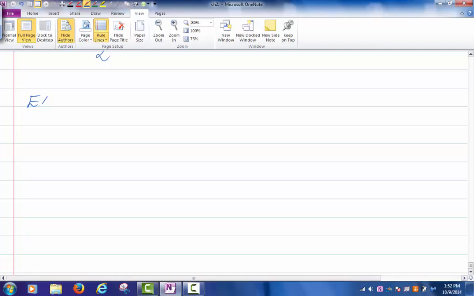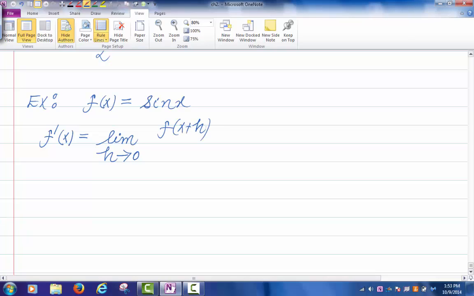So first of all, let's see how we can compute the derivative of sine. Let's take f of x to be the function sine x. And so then what's the derivative of this function? By the limit definition, we know that it is the limit as h goes to 0 of f of x plus h minus f of x, divided by h, right?